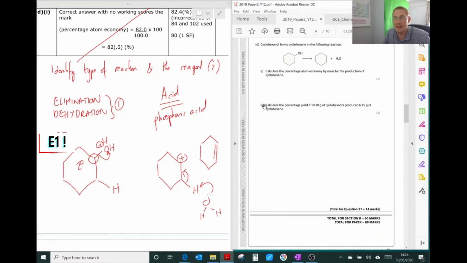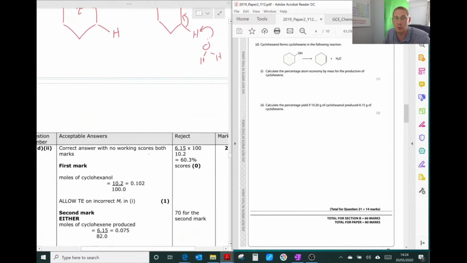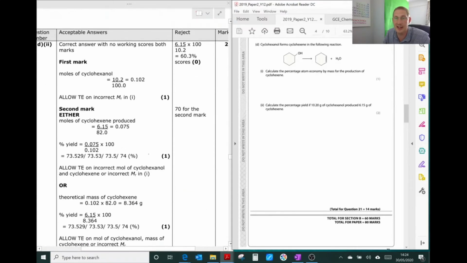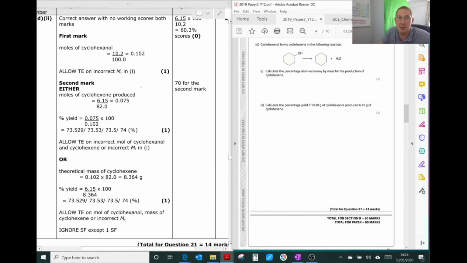Now, this was back to the questions you were asked. Calculate the percentage yield if 10.2 grams of cyclohexanol produced 6.15 grams of cyclohexene. Right, first thing, how many moles of cyclohexanol do you have? Well, 10.2 grams. The formula mass is 100, so you've got 0.102 moles.